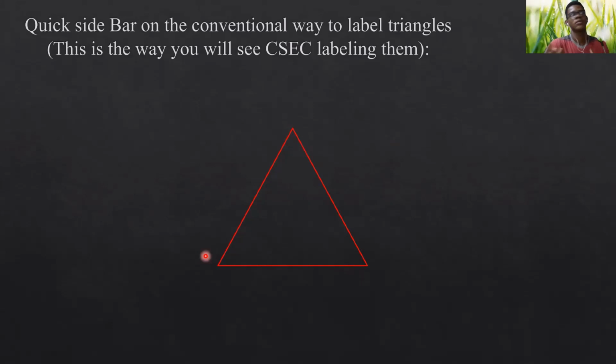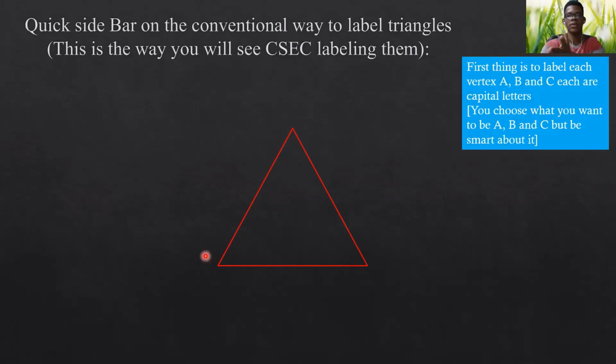Just by sheer repetition, we've been using A, B, and C. So each vertex is labeled capital A, capital B, and capital C. That's the first thing here. I just said that: each vertex of the triangle is labeled A, B, and C. I just chose to put A, B, and C like this. It could be the other way around. That's not relevant.